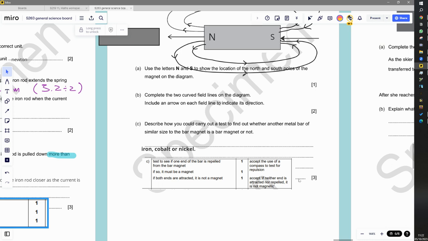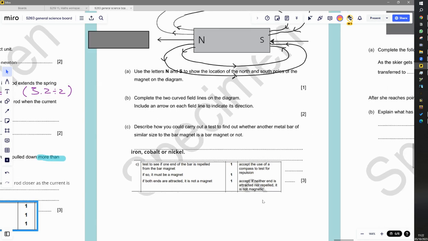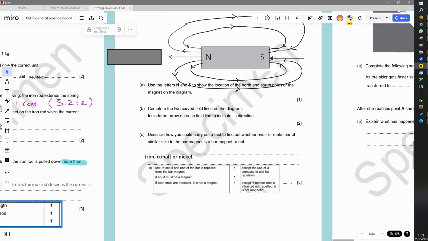Okay, so the difference between being magnetic and being a magnet is that if it is attracted, like iron, cobalt, or nickel is attracted to it, that's magnetic. But if it is repelled or attracted, depending on which side, then it is a magnet. Okay, all right.